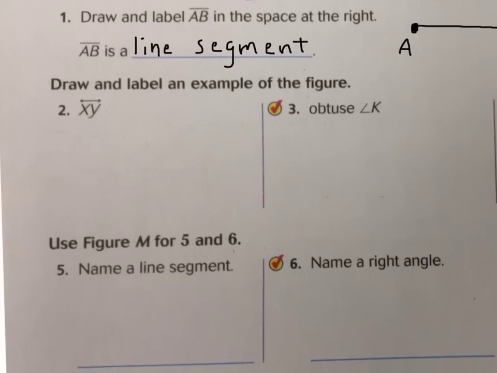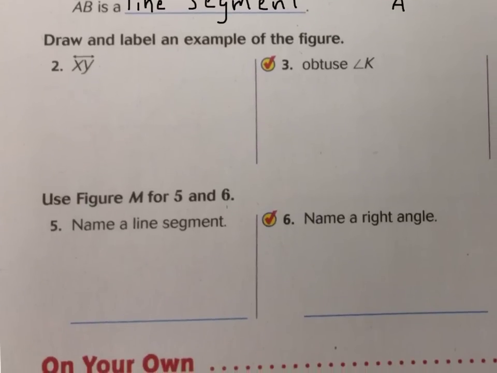Next it says draw and label an example of each figure for 2, 3, and 4. So it says draw XY, and that symbol means line, which means it does go on forever in either direction. So we will still draw our 2 points. But when we draw our line through it, we will leave space on each end to put an arrow. And so what we'll do is we'll just label each point X and Y, and that is line XY.